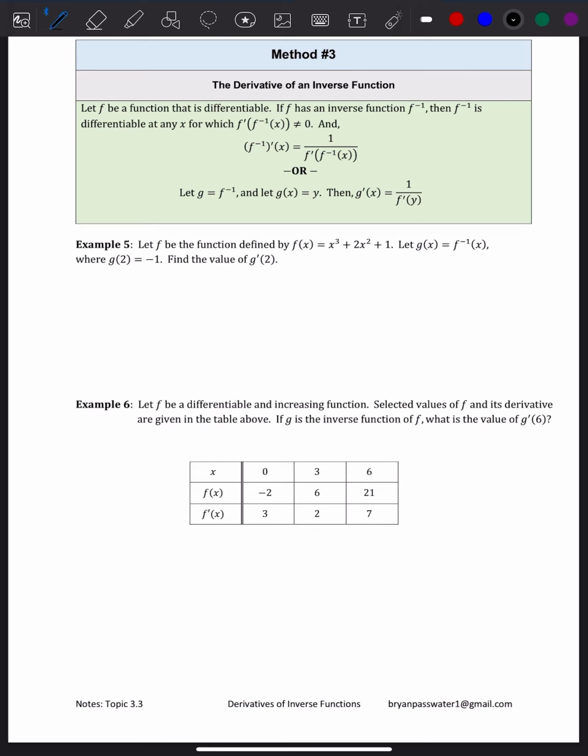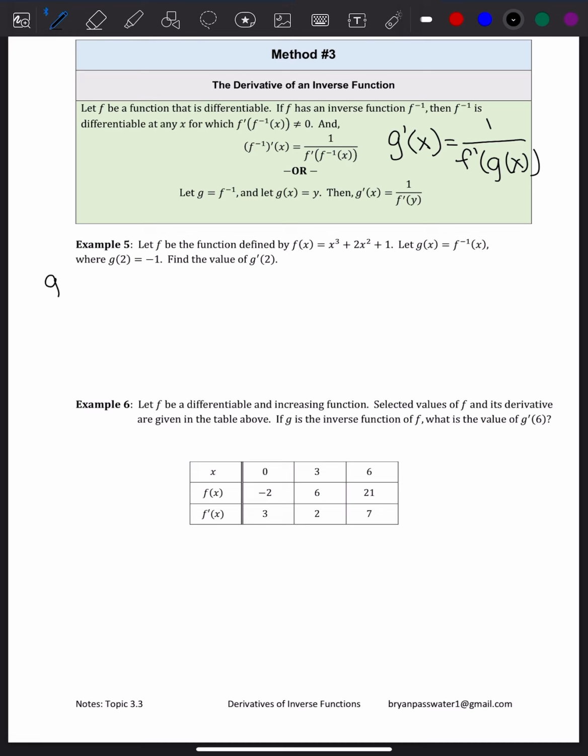So if f of x and g of x are inverses, then if I want to find g prime of x, that inverse of f, it's going to equal 1 over f prime of g of x. So this is realistically the function that we're going to be using. So let f be a function defined by f of x equals x cubed plus 2x squared plus 1. Let g of x equal f inverse of x, where g of 2 is equal to negative 1. Find the value of g prime of 2.